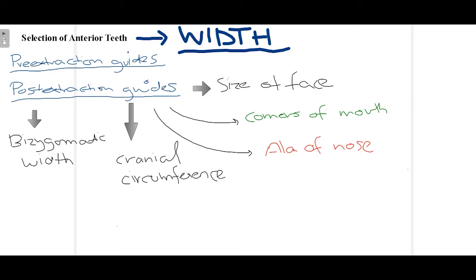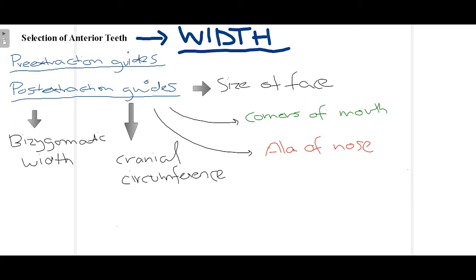Okay, now talking about selection of anterior teeth, particularly the width, it's based on two phenomena. We have the pre-extraction guides and we have post-extraction guides. In pre-extraction guides, we have diagnostic casts which are made for the patient so that the dental surgeon can visualize the anatomy of the patient's teeth, and we have photographs, radiographs, and extracted teeth. Basically, the importance of these pre-extraction guides is not as much as compared to the post-extraction guides, which we'll discuss now. In post-extraction guides, we have size of the face.